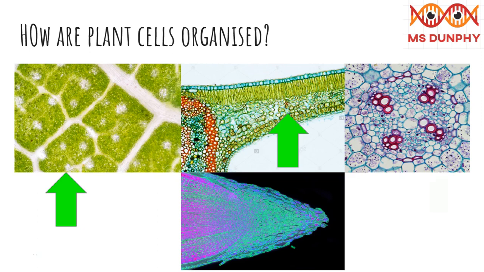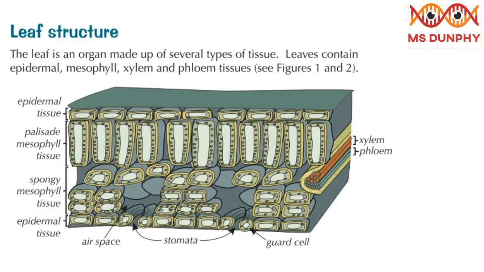Xylem and phloem transport things like water, mineral ions, and food around the plant, through the roots, stems, and leaves. Meristem tissue is found at the growing tips of shoots and roots, and is able to differentiate, change, into lots of different types of plant cells, allowing the plant to grow.